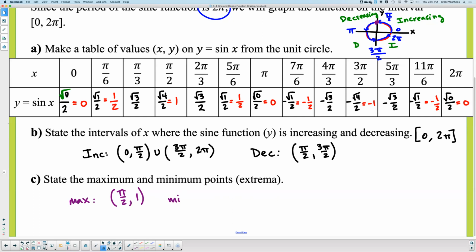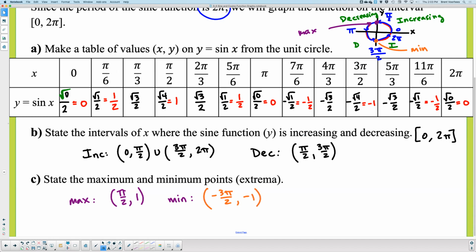Now, where is the minimum? That was the max here at the bottom. This point right there? Minimum at 3 pi over 2. Very good. The minimum occurs at 3 pi over 2. And now we can check our table. What was the minimum function value at 3 pi over 2? -1.